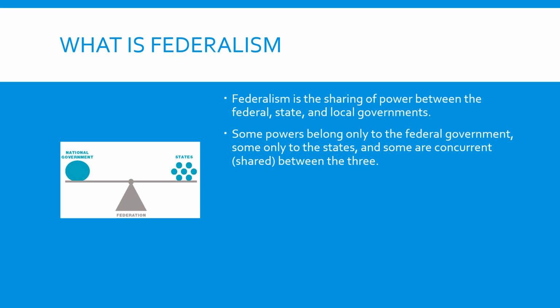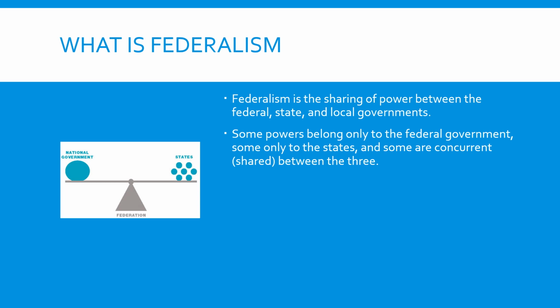Okay, so federalism is the sharing of power between the federal, state, and local governments. So you have three levels of government. Think of it like a pyramid. At the top level, you've got the federal government. That's represented by the president, the Congress, the Supreme Court. Those are representative of our federal government.